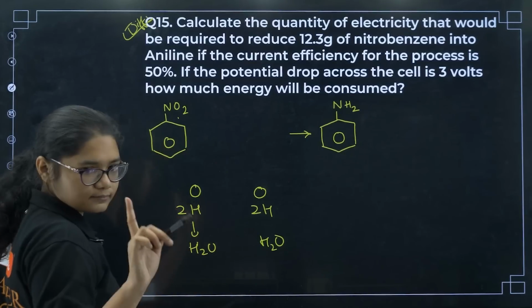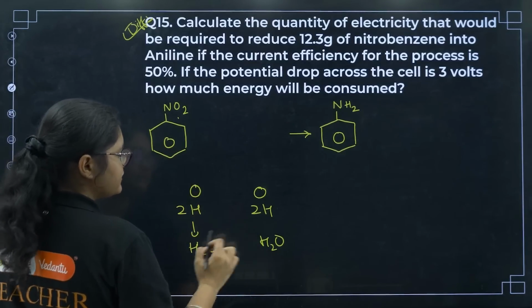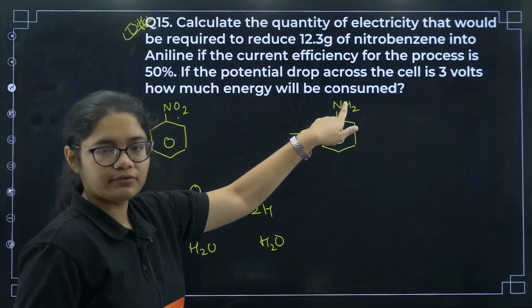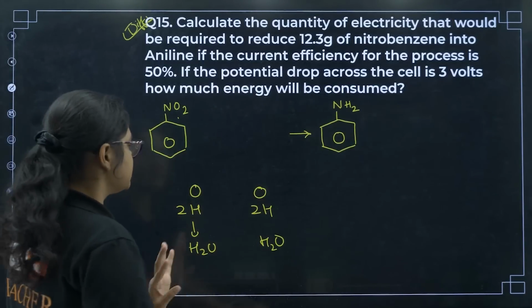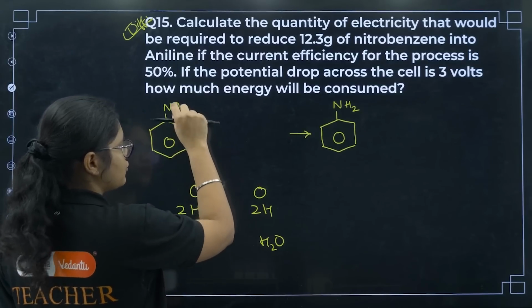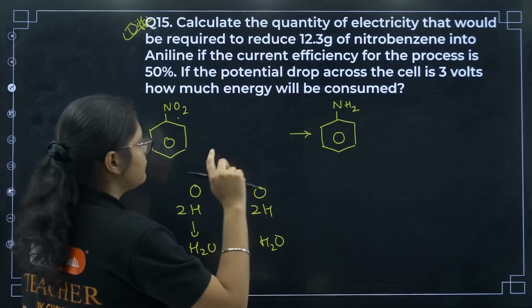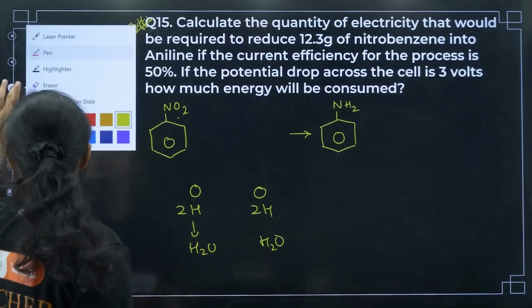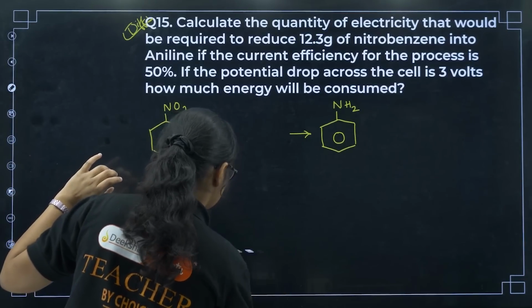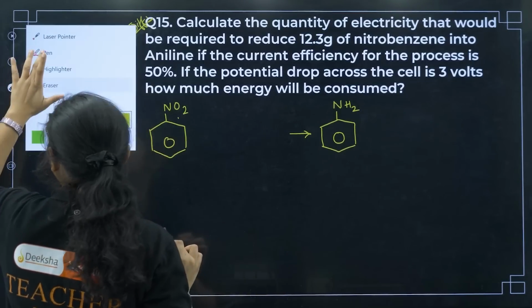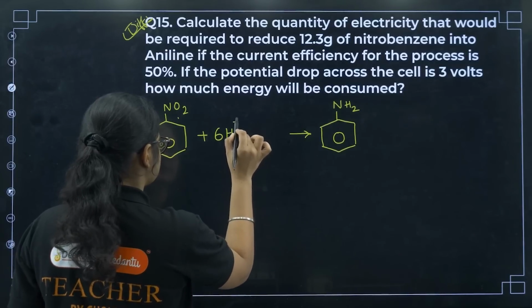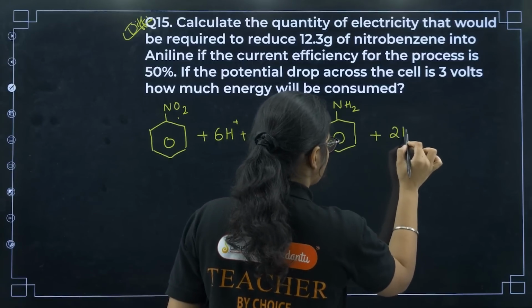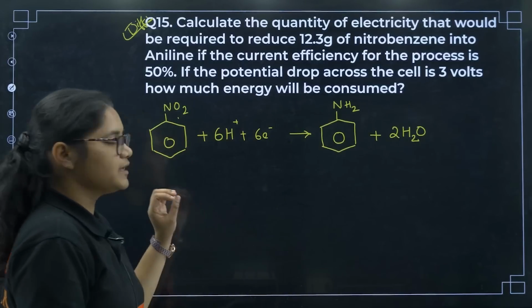So I need 4 hydrogen, right? This 4 hydrogens have been used to convert the oxygen to water, and to replace the oxygen with 2 hydrogen we need a total of 6 hydrogen. I hope this is clear. 6 hydrogens are required. 2 hydrogens will be used where oxygen is removed and hydrogen comes in, and 4 other hydrogens will be required to convert the oxygen to water molecules. So now I can write the equation like this. I will add 6H plus and 6 electrons. So here this will go, this will come, and we will get 2 water. So this is the equation here.